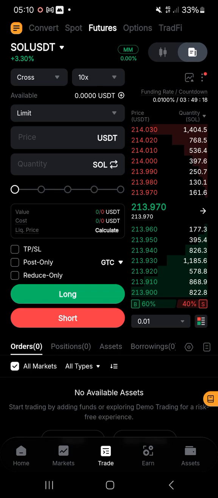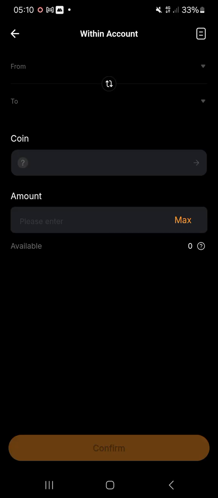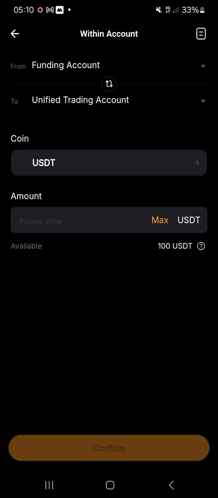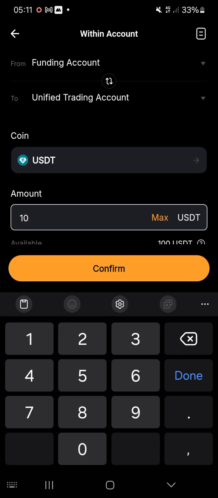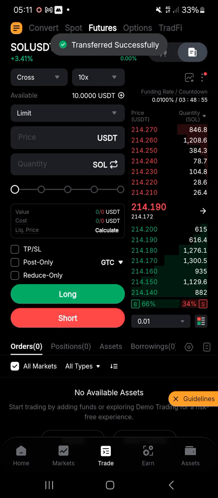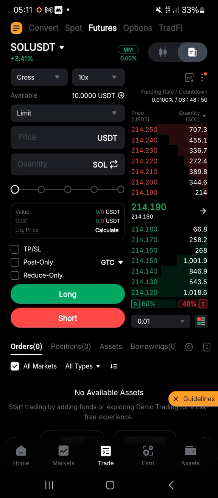Currently our money is on fiat. Okay, while some call it funding wallet. So we have it on funding wallet. So let's transfer it from funding to unified trading account. So we'll put the amount here, for example $10, and we'll confirm. So the $10 has successfully arrived into our wallet.